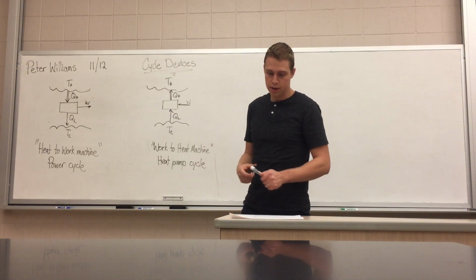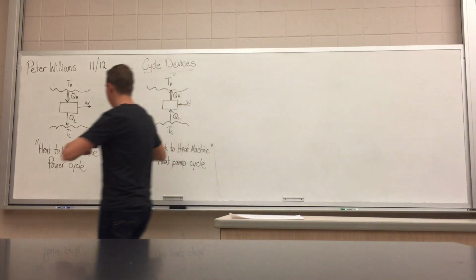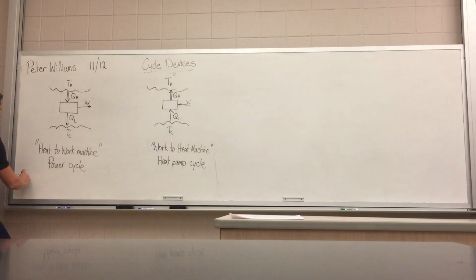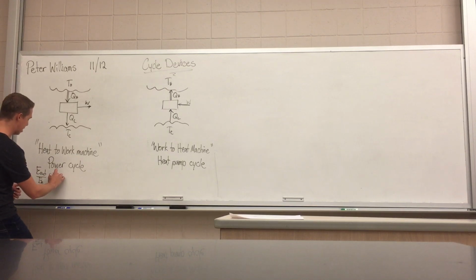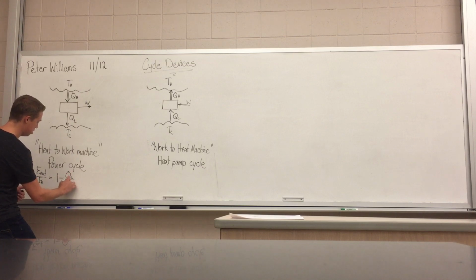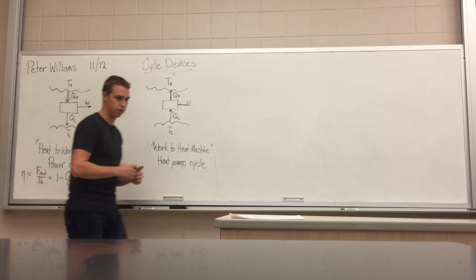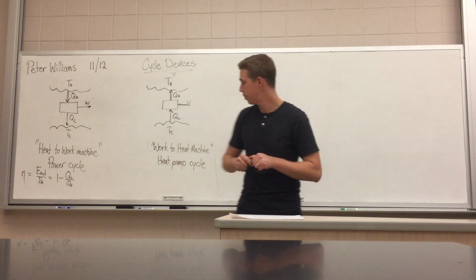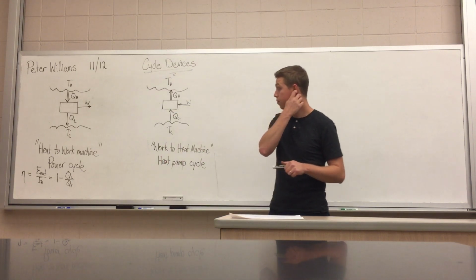And you'll remember that I just want to review something. For this power cycle, we had an efficiency, eta, which was equal to the energy output over the energy input. And I've derived this about 3 times on the board for you, so just look back through previous videos and you'll find this. But that comes down to 1 minus Q low over Q high. That's the efficiency of that.